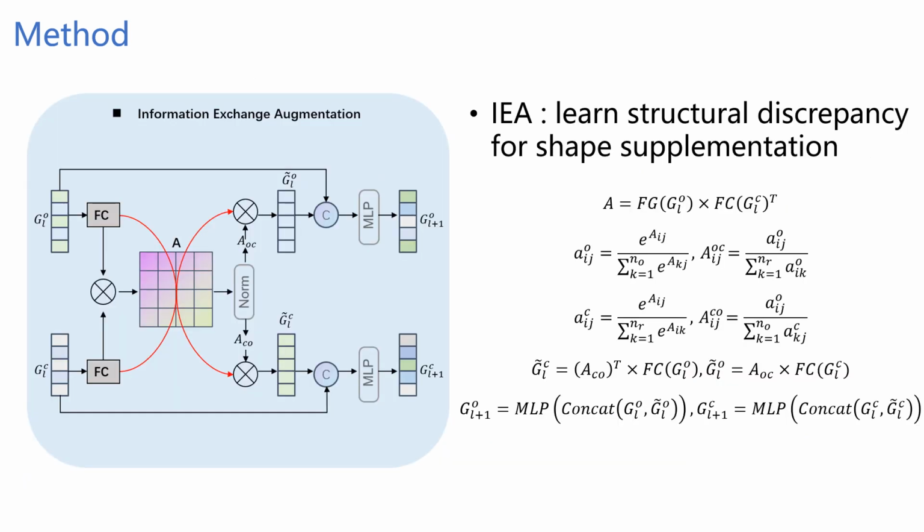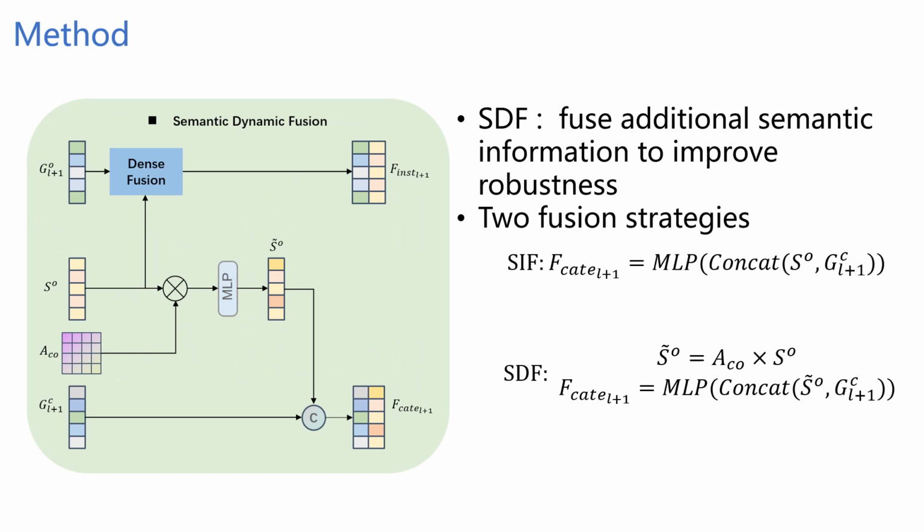The IEA module aims to learn structural discrepancy between the instance and category prior for shape supplementation. Specifically, IEA takes instance geometry and category features as inputs to learn geometry relation matrix A, thus calculating the structural discrepancy features according to A and enhancing their original geometry features. The SDF module reduces the impact of noise and improves network robustness by fusing additional semantic information. We employ two different fusion strategies. The first one we call semantic immediate fusion, SIF, and the second one we call semantic dynamic fusion.